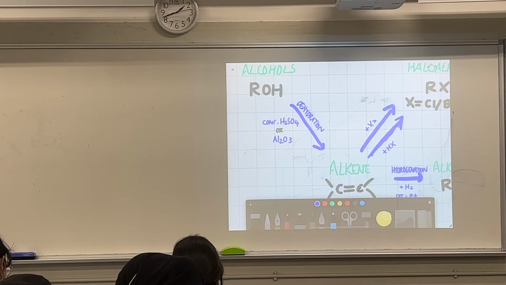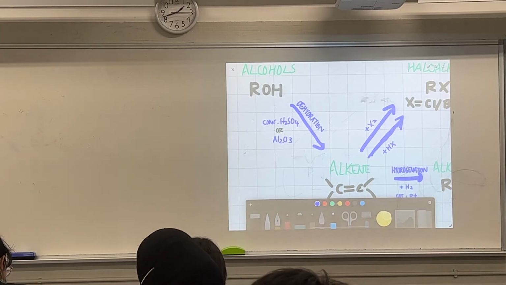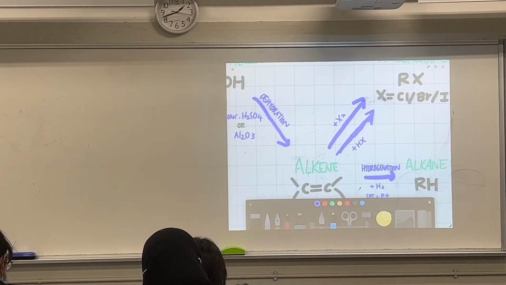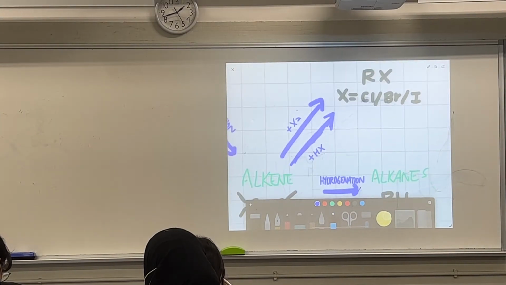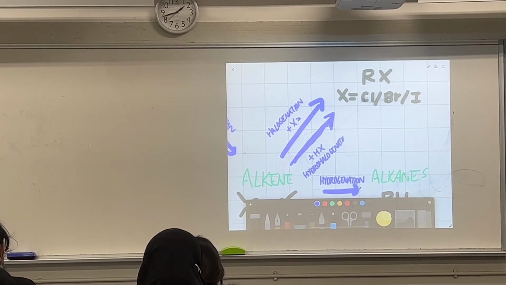Maybe you can talk about that later in the break. So you have addition reaction. There's a subtle difference between the addition with X2 and the addition with HX. We call this halogenation because you're really adding two X's across the double bond. And this we call hydrohalogenation because we are not just adding halogen but also an H.